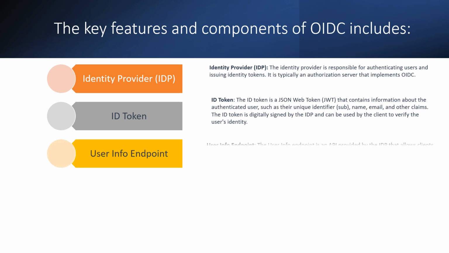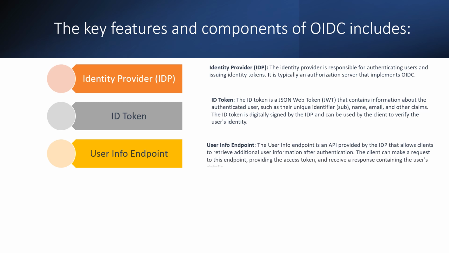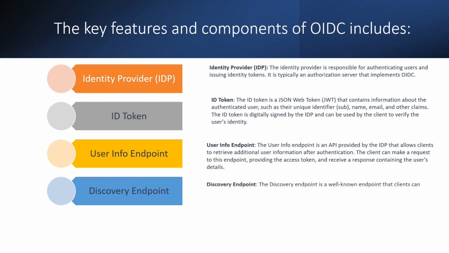User Info Endpoint. The User Info Endpoint is an API provided by the IDP that allows client to retrieve additional user information after authentication. The client can make a request to this endpoint, providing the access token, and receive a response containing the user's details. Discovery Endpoint. The discovery endpoint is a well-known endpoint that the client can use to discover information about the OIDC provider, such as its supported features, token endpoints, and public keys used for signature verification.